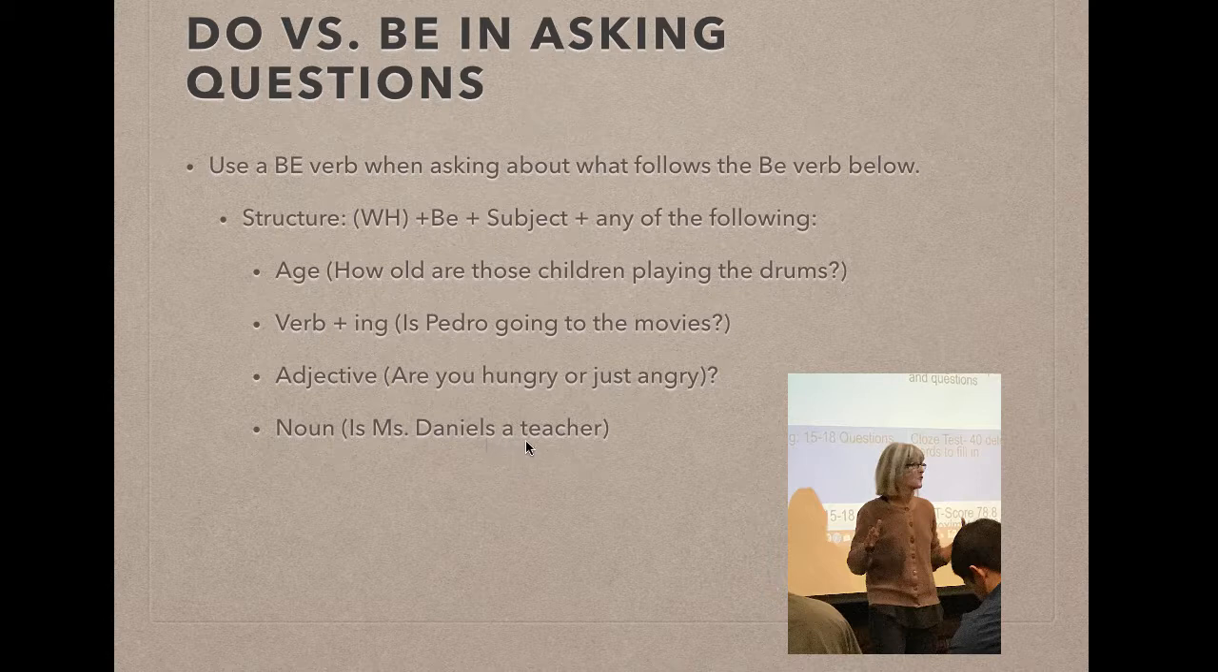If it's followed by a noun, if you're asking something about a noun, so you might say, is Miss Daniels a teacher? So here's our be verb. Here's our subject, Miss Daniels. And here's the noun right here, a teacher. So if you want to know if what follows is a noun, we're not going to use do. We're going to use the be verb. I wouldn't say, do Miss Daniels a teacher? Does Miss Daniels a teacher? See, that doesn't sound right, does it?